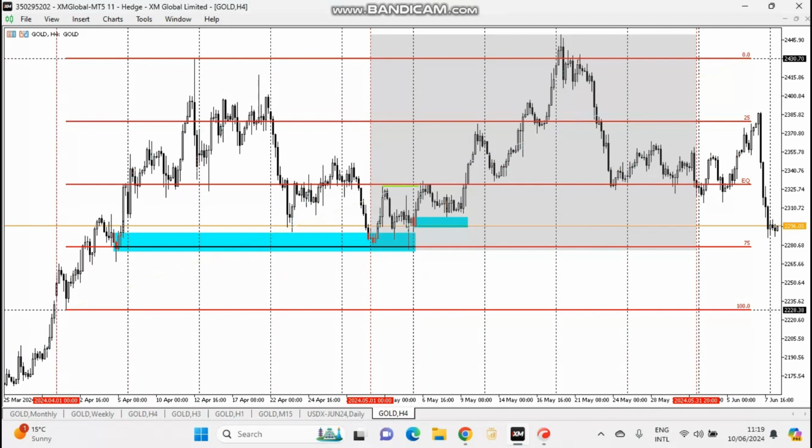All right, this is what it did. It took out a high, closed above it, came down, given it was reacting to this order block right there. This is the order block that we have. It reacted to it, came down, respected here.